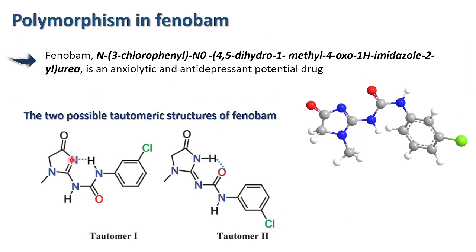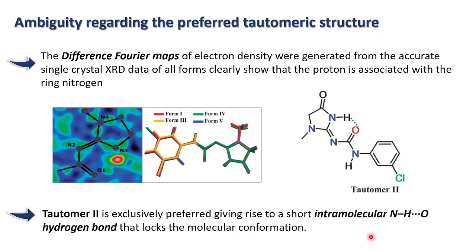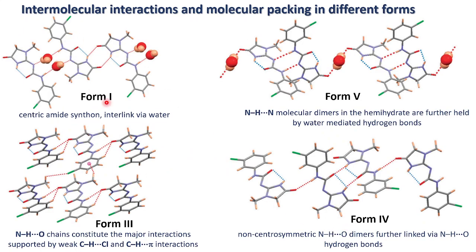In tautomer 1, it is an NHN interaction, and in tautomer 2, it's an NHO intramolecular hydrogen bonding. This locks the molecular conformation. That's why tautomer 2 is the preferred tautomeric structure. These are the main dimers formed, seen in the different forms.